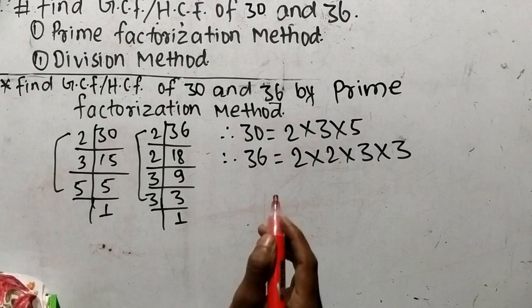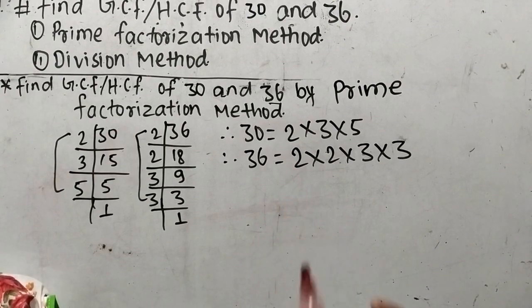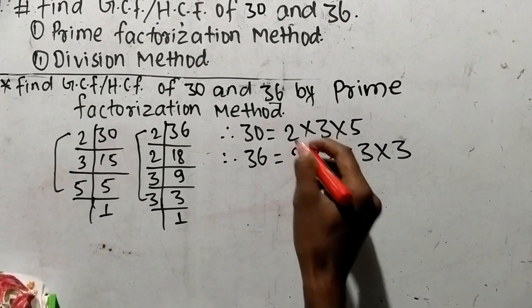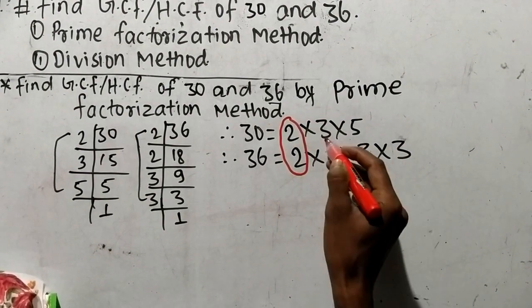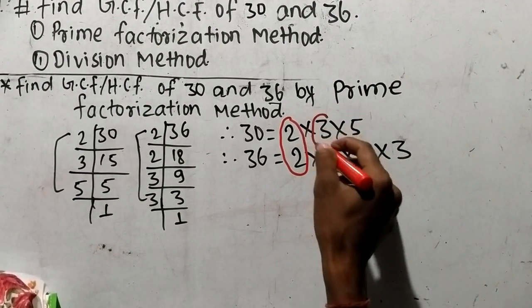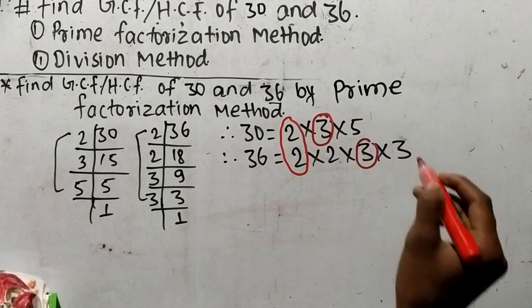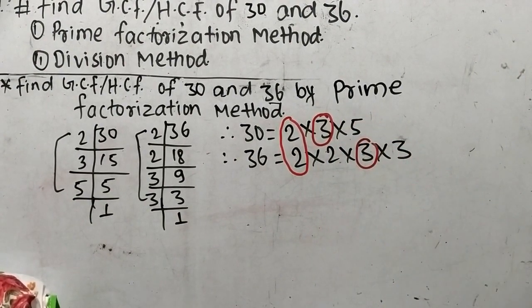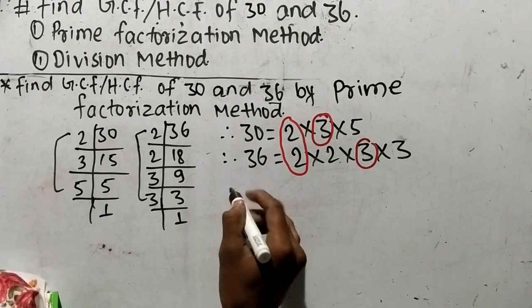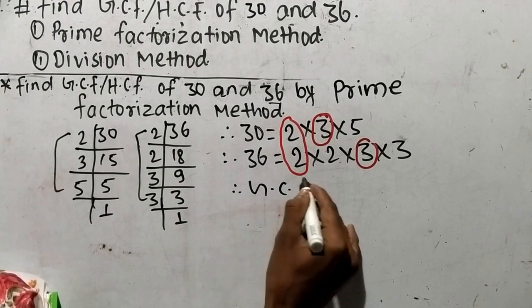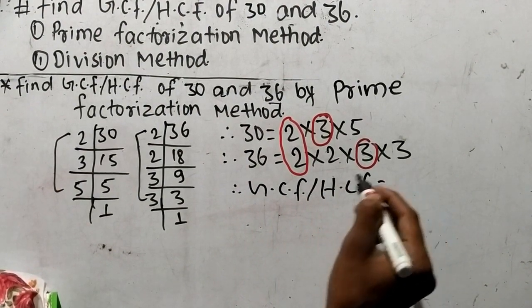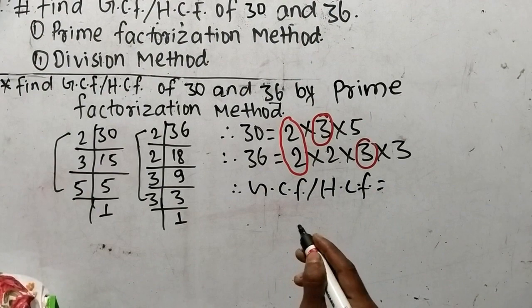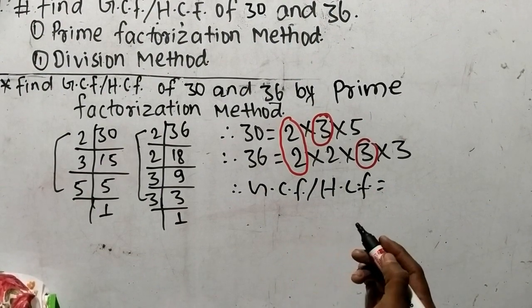So now we find out common factors in these prime factors. So here is 2 and here is also 2. So 2 is our first common factor, like as here is 3 and here is also 3. So 3 is our common factor, and here is 5 and here is 2, 3, which are non-common factors. So as you know, we are finding here the GCF or HCF. So the GCF or HCF is the product of all common factors only.